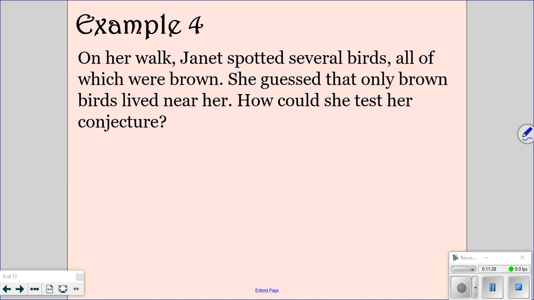Technically, she may not ever really be able to prove this because there could be a bird that's not brown that she doesn't ever see. Maybe it comes out at night and so she never sees it. So it would be really difficult for her to actually prove if this conjecture is true or false. But she could test it just by observing more birds around her neighborhood.